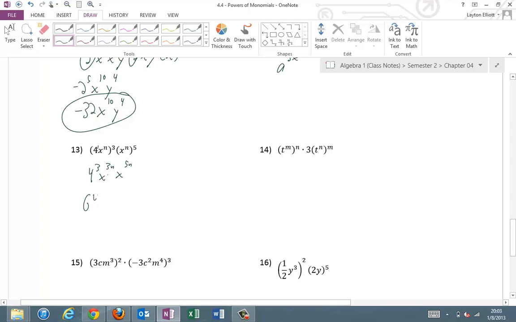4 to the 3rd is 64. X to the 3n and x to the 5n. It's actually x to the 3n plus 5n, or 64, x to the 8n. Number 14, power of powers gives it t to the mn. Then I have times 3, t to the mn. So this can be a little confusing about what you do here. I have 3 t to the, and I actually add these, mn plus mn. And I have 3t to the 2mn.